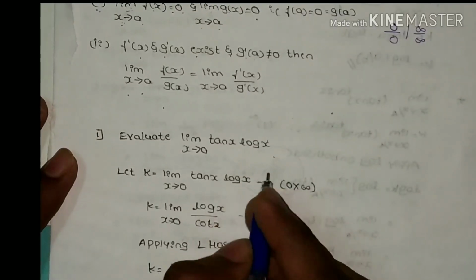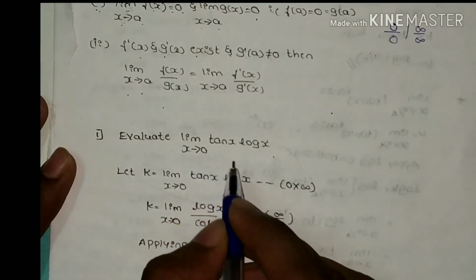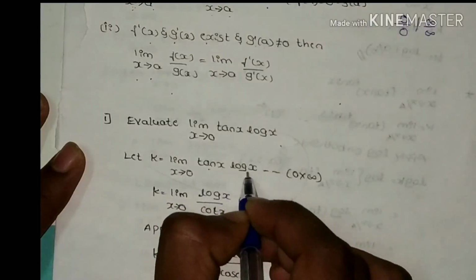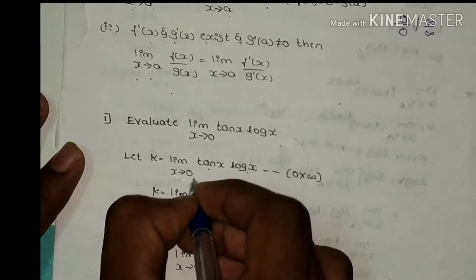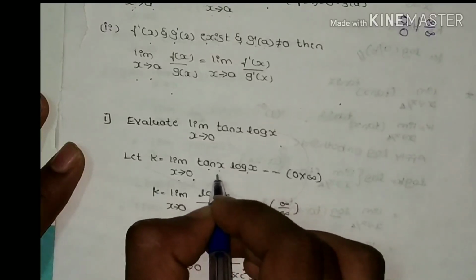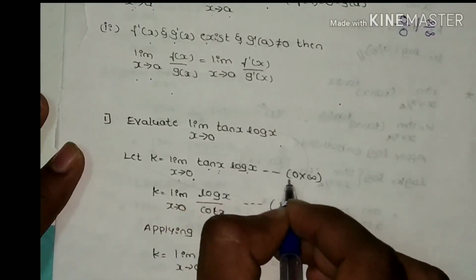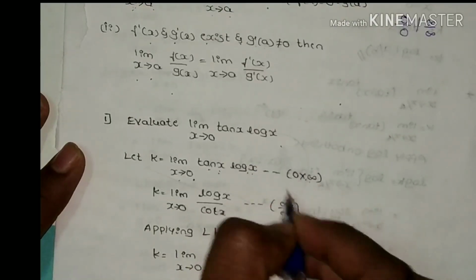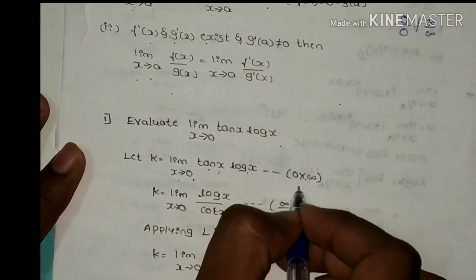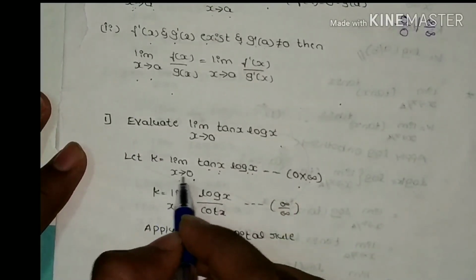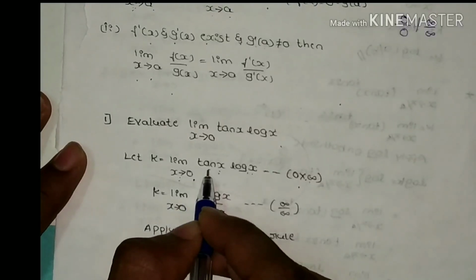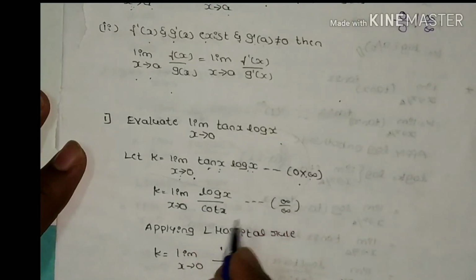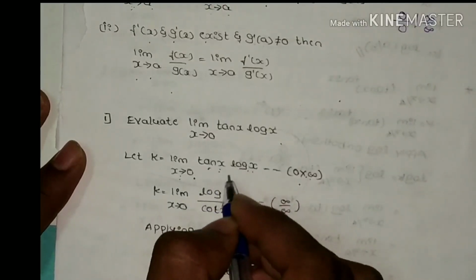limit tan x into log x where x tends to 0. So here let k be equal to limit tan x log x where x tends to 0. Put 0 wherever x is there. When we put, tan 0 is 0 into log 0 is infinity, so it is in the indeterminate form, so we cannot simplify this directly. We cannot put the limit for this because it is an indeterminate form. So let us simplify the given expression.